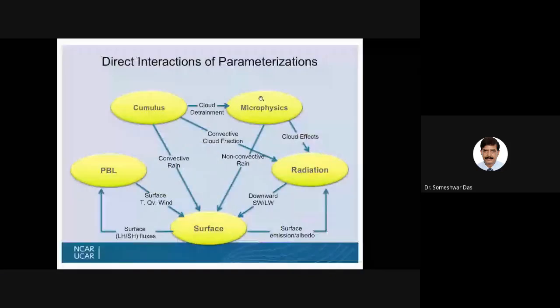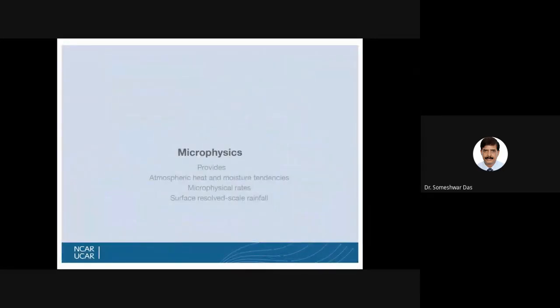So now we'll discuss this part, cloud microphysics. The cloud microphysics provides atmospheric heat and moisture tendencies for microphysical species, whether it is liquid water, ice, snow, etc. It also provides you the grid scale rainfall. Now, we mentioned earlier during theory classes that we have at least 2 types of rainfall: one is the convective rain, the other is the non-convective rain, or large-scale precipitation, also called the grid-scale precipitation.